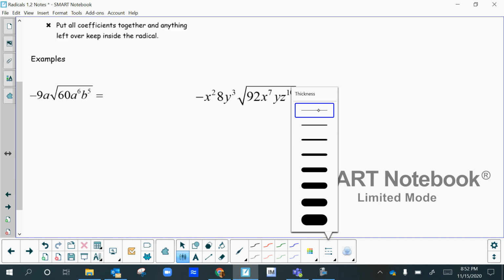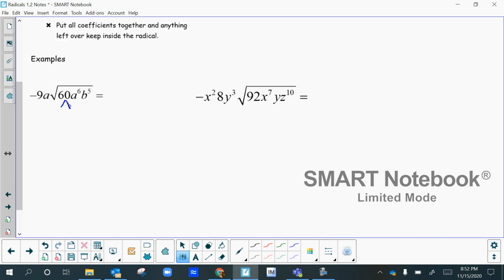So I have negative 9a, 60, a to the 6th, b to the 5th. So I'm going to reduce the 60. So some numbers that come to my head would be 4. I know 4 goes into that. So 4 goes into it how many times? 15. And then 4 is 2 times 2. I got me a pair. 15 is 3 and 5, but that's not going to get me anywhere. So I'm going to stop right there and underline that 15.